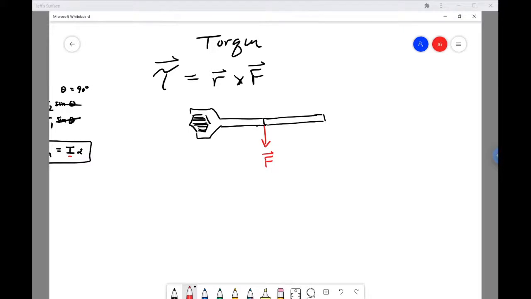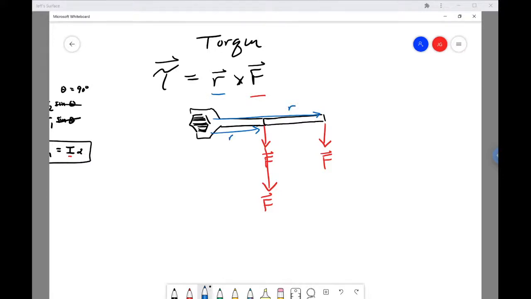I guess there's two things you could do. You could go to the gym and lift weights, so you could try to make F bigger, or you could just go get a longer lever, a longer wrench. And so if you want to increase torque, there's two strategies. You can increase F, or you can increase R.